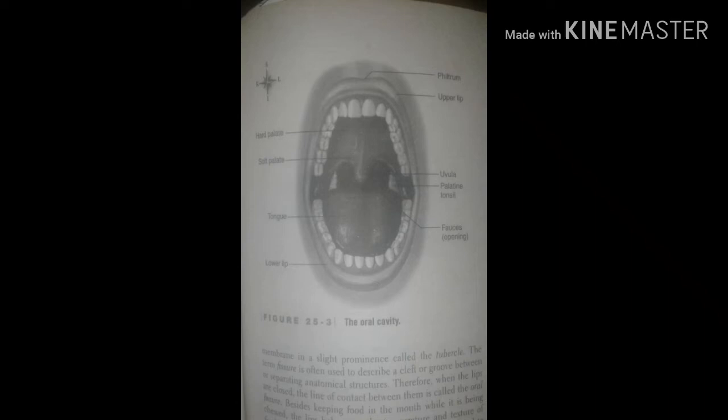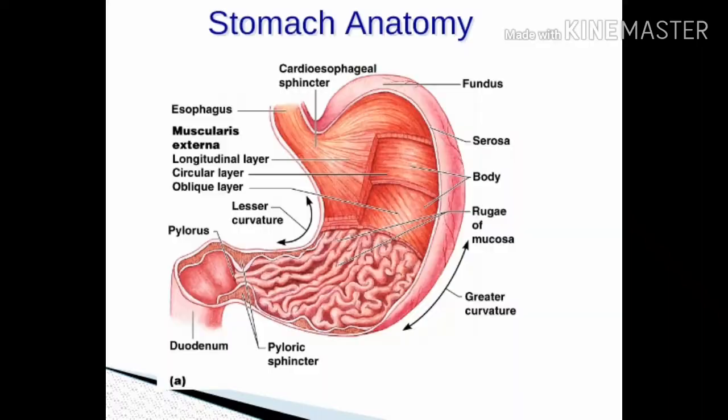The term fissure is usually used to describe a cleft or groove separating anatomical structures. Therefore, when the lips are closed, the line of contact between them is called the oral fissure. Besides keeping the food in the mouth while it is being chewed, the lips help sense the temperature and texture of food before it enters the mouth. The lips are also needed to form many speech sounds.